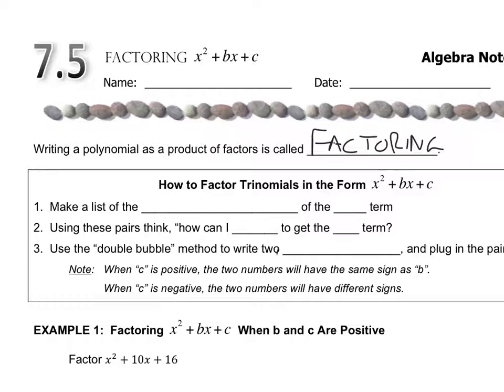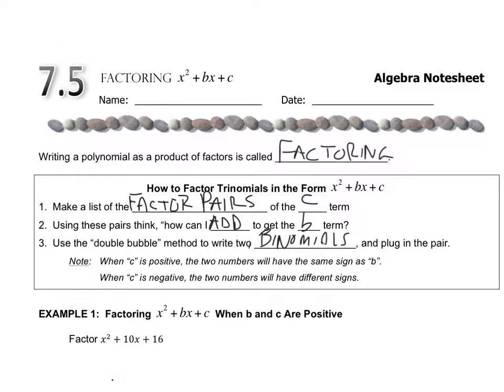So to factor a trinomial in this form, we first want to make a list of the factor pairs of the C term. Then, once we have the factor pairs, things that multiply together to get the C term, we're going to use these pairs to think, how can I get the B term with addition? So we add those two factor pairs together to find a sum, to find the B term, the term that's in front of the x in the second term. Then we use the double bubble method to write two binomials and plug in the pair that works.